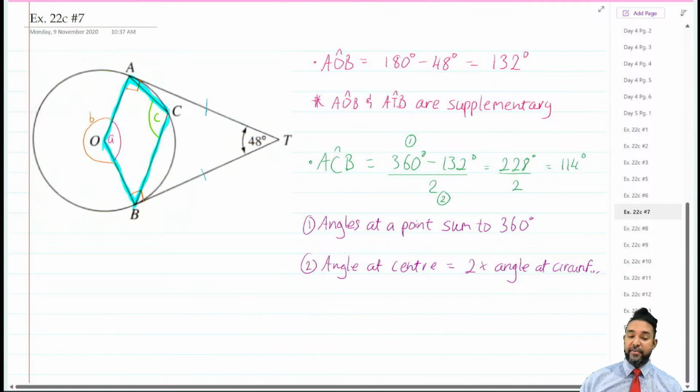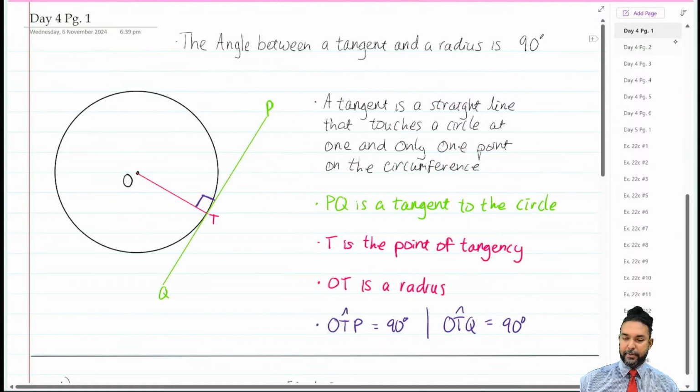Yeah. The rule for the right angles is the angle between a radius and a tangent is 90 degrees. That was actually last week. That's this rule here. The angle between tangent and radius is 90 degrees. You okay with that?